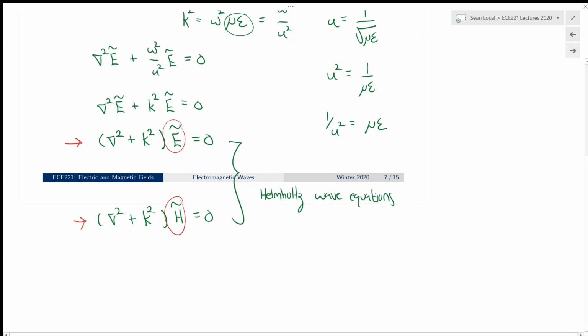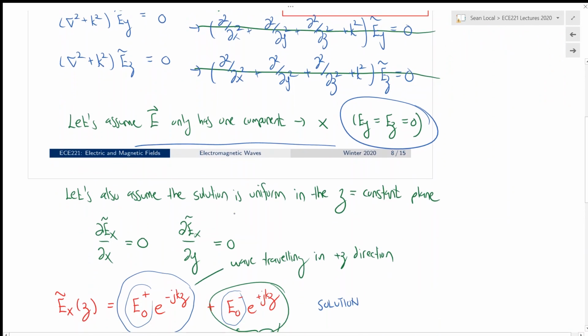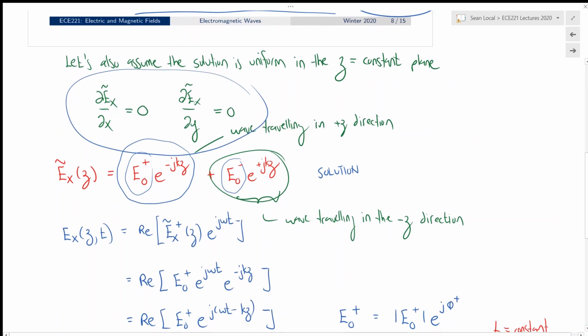And we're going to do that for the particular case that we considered here, where we assume that there was only one component of the electric field, which is the x component. So we said that Ey and Ez were 0. And we also assume that the solution doesn't vary in the x or the y direction. So we had a uniform plane wave in a plane that's normal to the z-axis. So we're still going to be using this solution that we had here. And in particular, we're going to focus on just one of these two waves, right? Because remember, one wave travels in the plus z direction, one wave travels in the minus z direction. So let's analyze the wave traveling in the plus z direction.